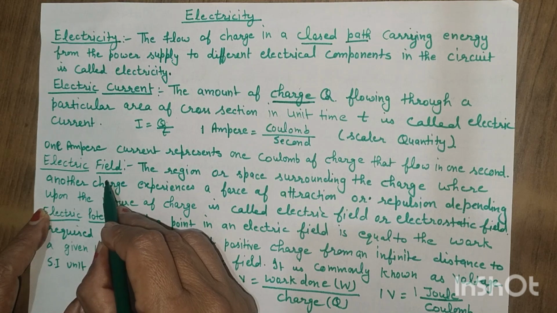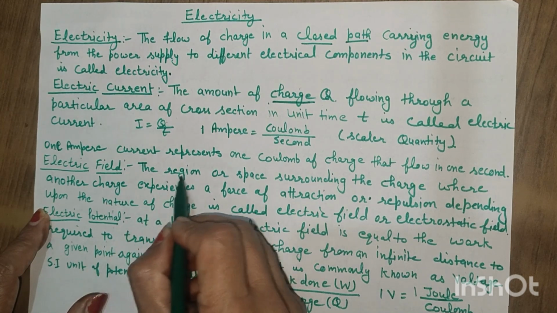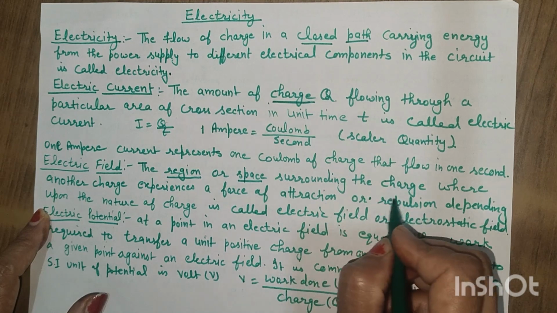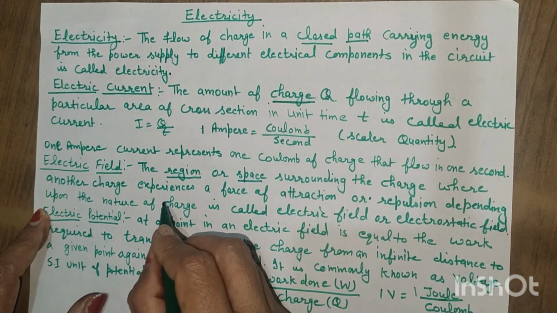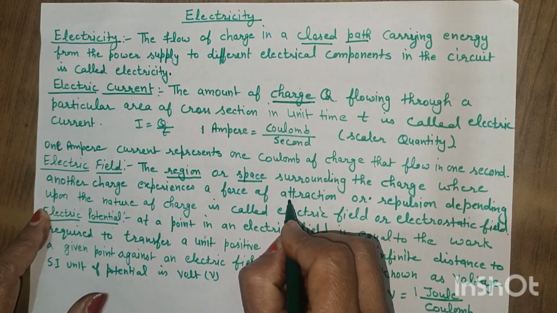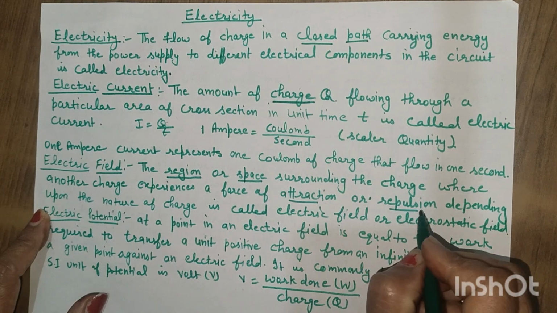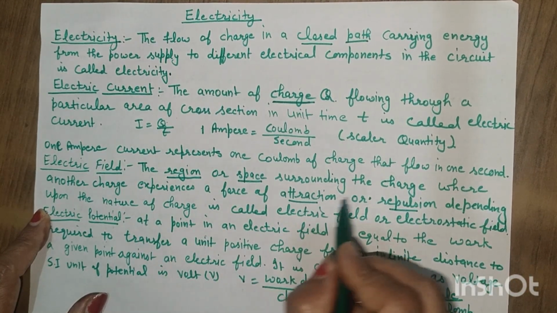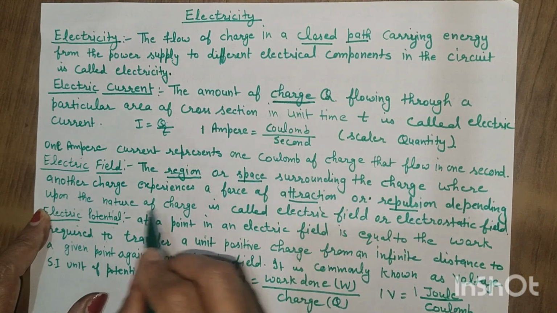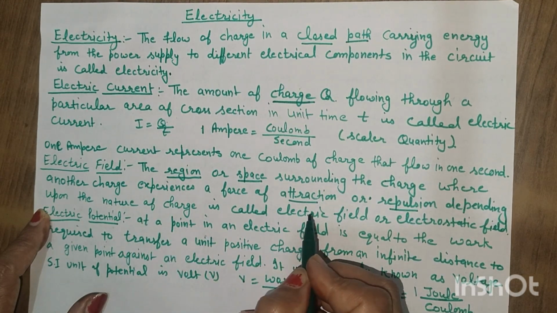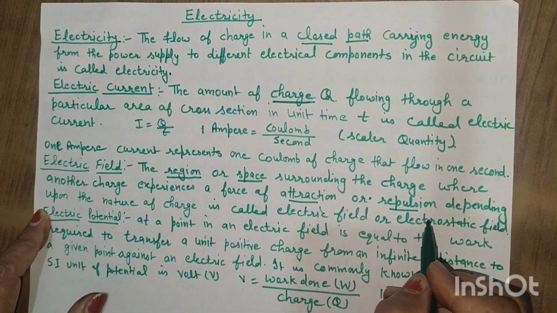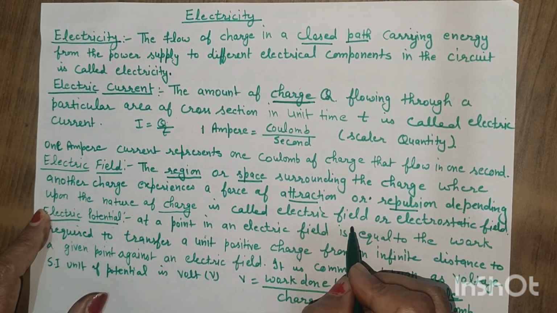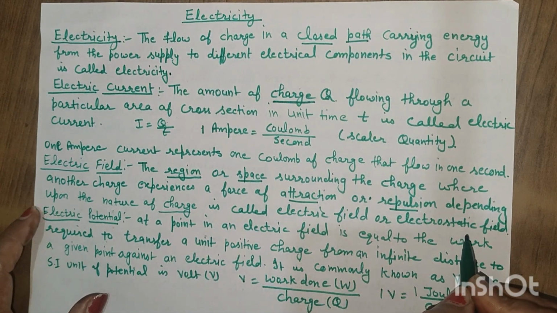Now what is electric field? Electric field is the region or the space surrounding a charge where another charge experiences a force of attraction or repulsion, depending upon the nature of the charge. It is called the electric field or electrostatic field.